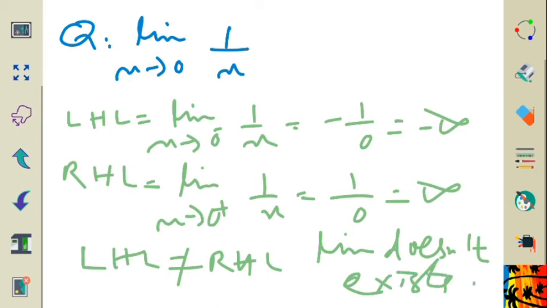Now why did it exist in the previous one? Because of modulus. Here it was modulus, hence it was existing. But when modulus is removed, limit doesn't exist. I think it is clear to you. Now let me proceed towards the greatest integer functions. Clear?